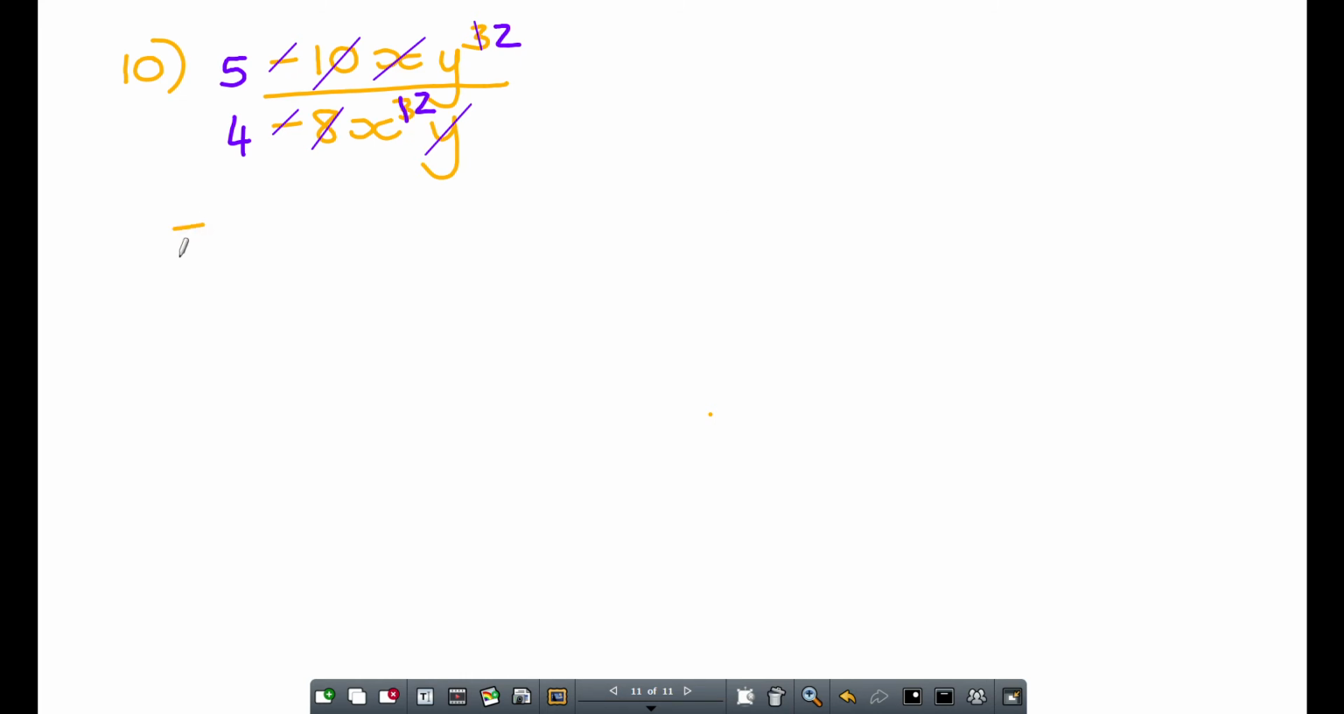Okay, so now it looks horrible. So let's just rewrite what's left. At the top, I've got 5 y to the power of 2. At the bottom, I have 4 x to the power of 2. Is there anything else that I could maybe cancel out? No. Okay, so then you know that that is your final answer.